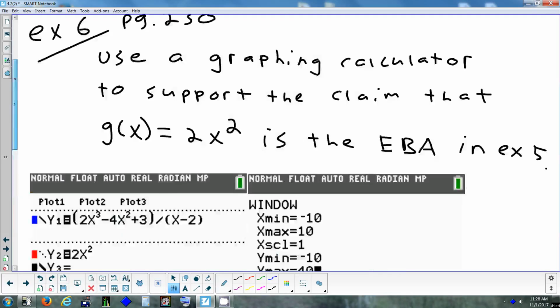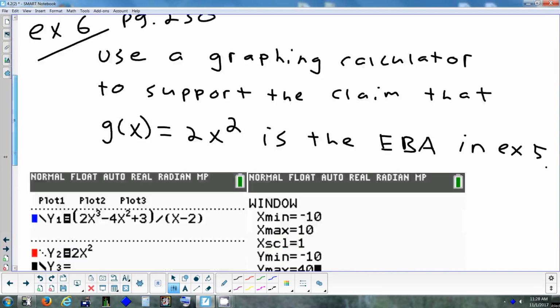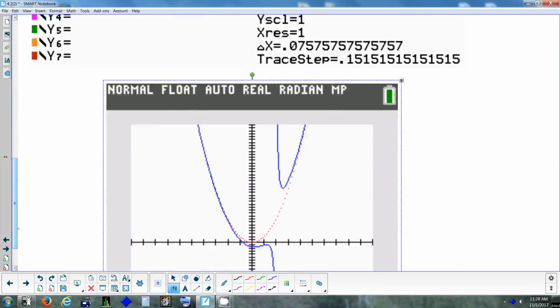All right, so we've done what they wanted in example 5, or example 6. Use the graphing calculator to show that what you think is the asymptote actually looks like an asymptote, and it does. Any questions on that?